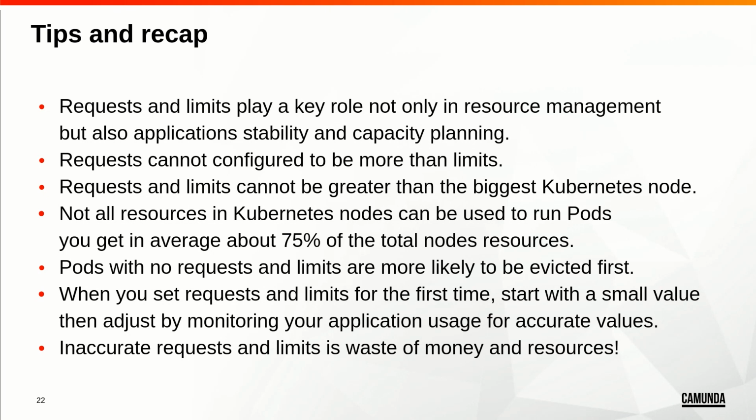Not all resources in a Kubernetes node can be used to run pods. You get about 70% of the total node's resources. Pods with no requests and limits are more likely to be evicted first, so make sure to set them for better stability. When you set requests and limits for the first time, start with a small value, then adjust by monitoring your application usage for accurate values. And always remember that inaccurate requests and limits values are a waste of money and resources.